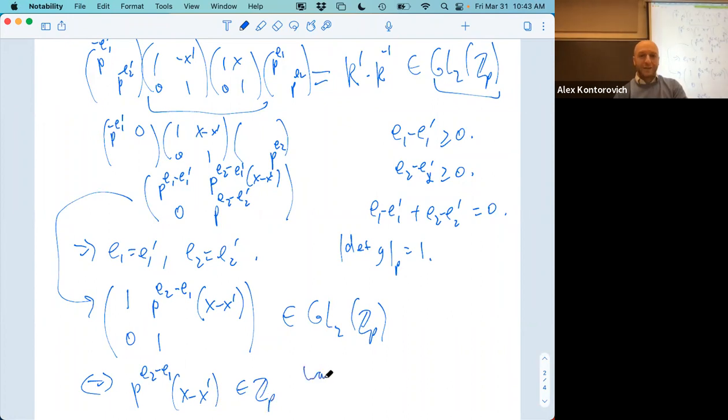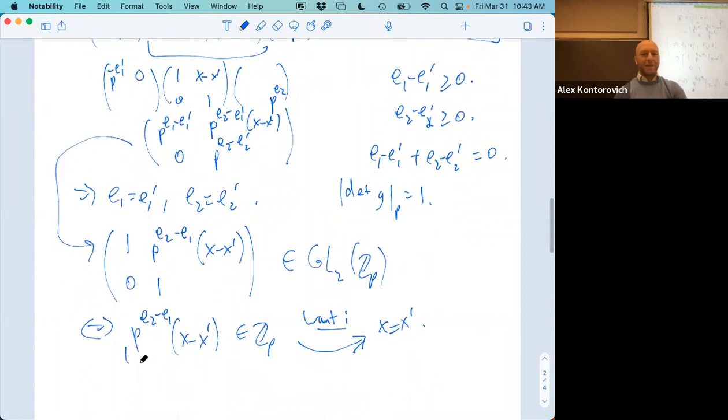And what I want is that I want this fact to force that X is equal to X prime. Maybe we did that. Then this would have to be 0, in which case this is the identity, in which case K prime has to be equal to K. So how can the fact that this product is in ZP force that X is equal to X prime?